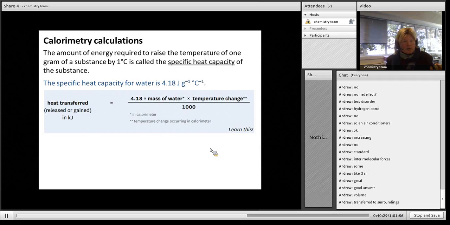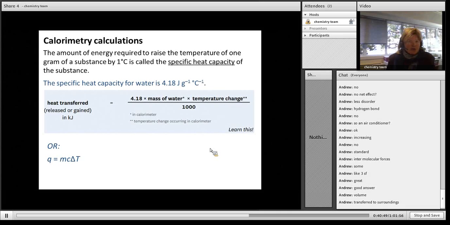The 4.18 is the specific heat capacity of water. And of course, we need to know the temperature change. Then we divide the whole thing by 1,000 to change my units from joules, that's given in the specific heat capacity, to kilojoules.